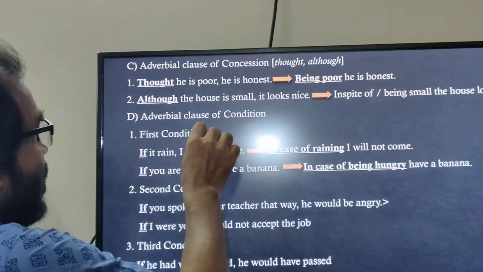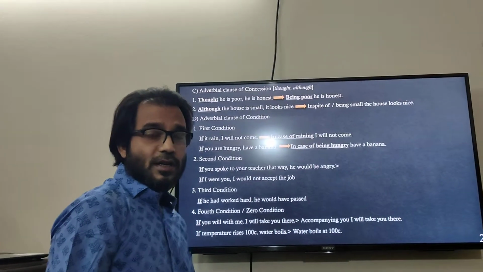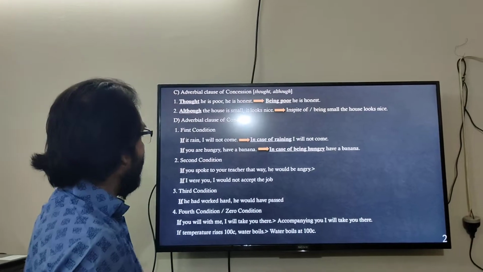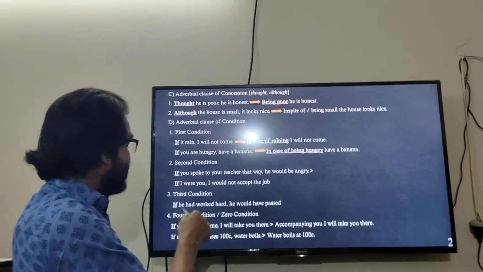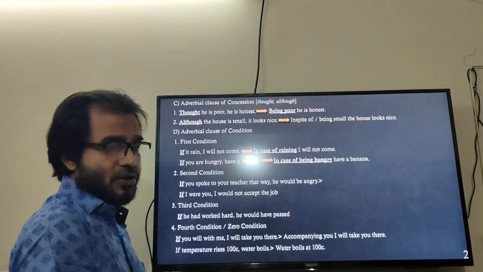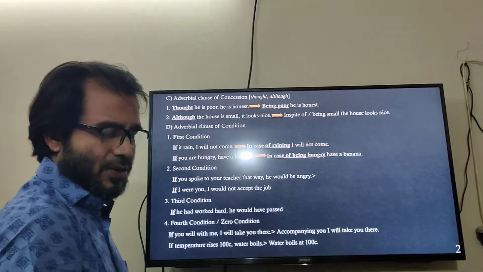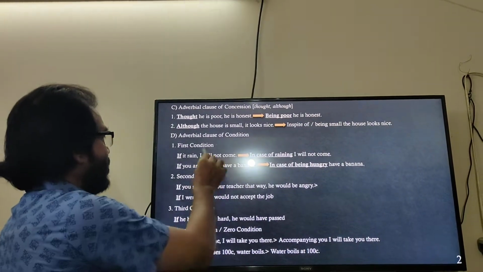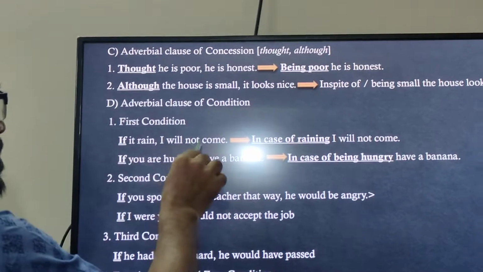Number 4, adverbial clause of condition. Whenever we talk, we use some condition. Condition can be of 4 types: first condition, second condition, third condition, and zero condition. This condition also can be termed as the probable condition, improbable condition, or hypothetical condition. So it is better to define the first condition. Let us see how the first condition consists in a complex sentence.